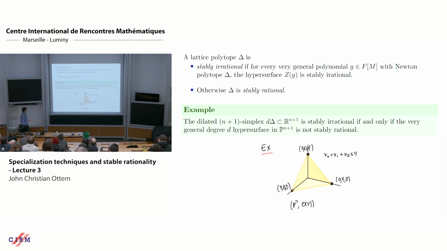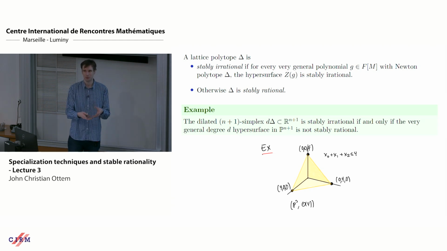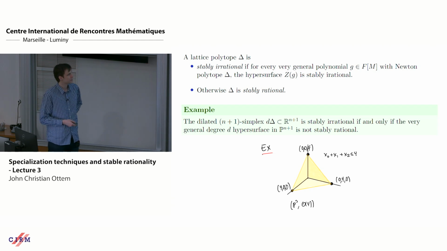So, for instance, if you look at the scaled simplex, this is stably irrational if and only if the generic hypersurface of degree n plus 1 in Pn is not stably rational. Of course this is a condition that we're interested in. We're interested in which polytopes are stably irrational.